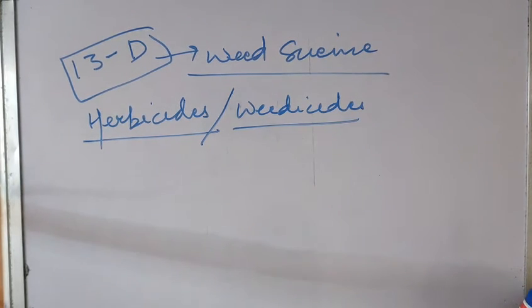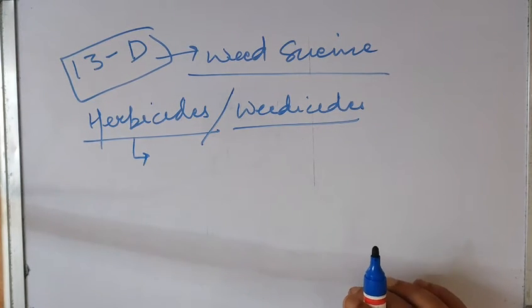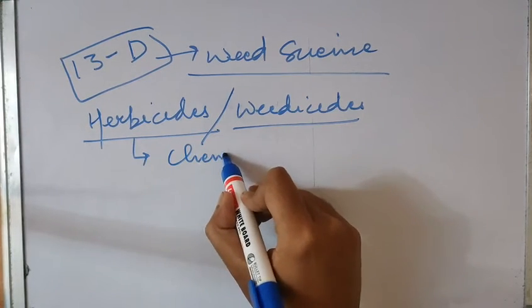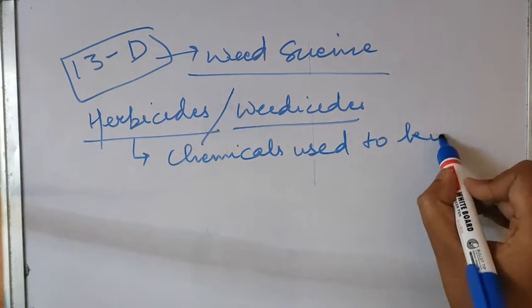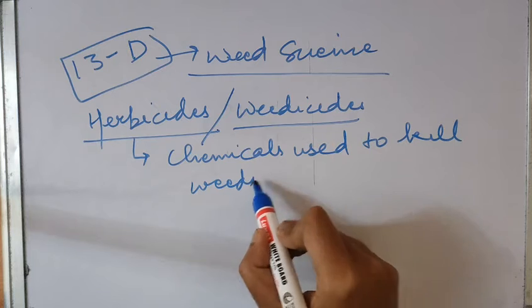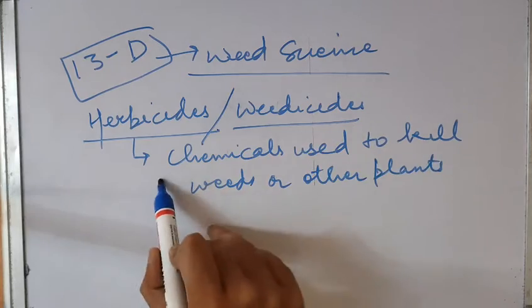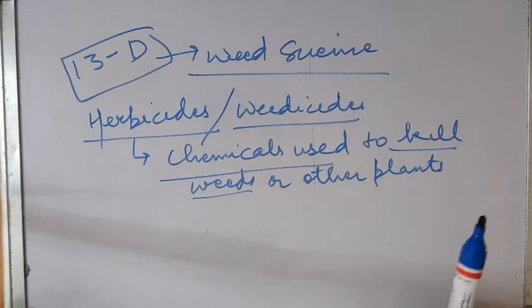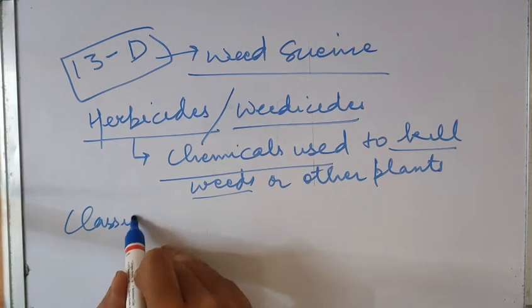So what are herbicides? I hope you all know it. You have been learning it in previous classes. What is a herbicide? It is chemicals used to kill weeds or other plants. We all know that weeds are also plants. So these are chemicals which are used to kill weeds. That is what weedicides or herbicides are. So moving on to their classification.